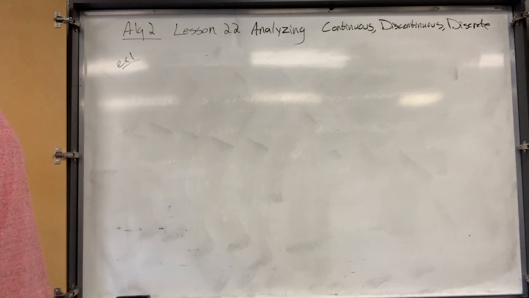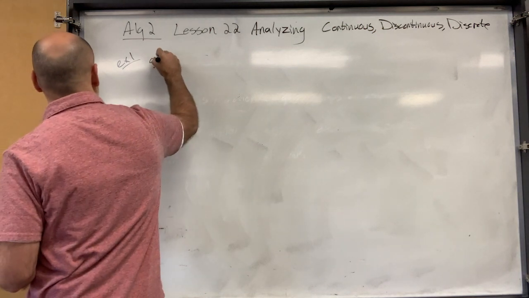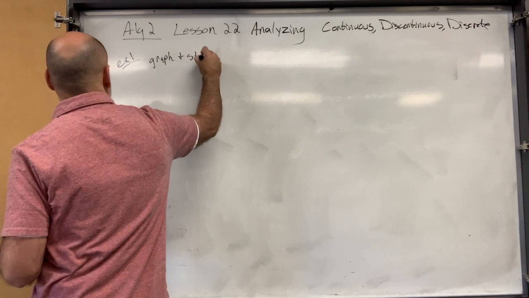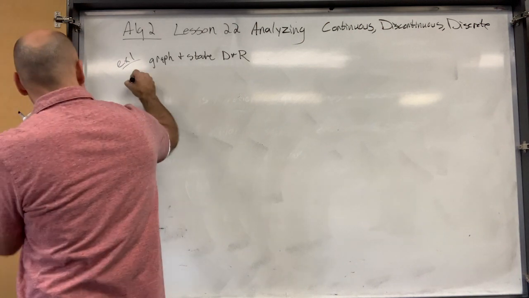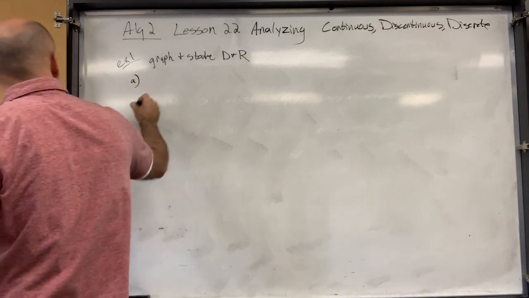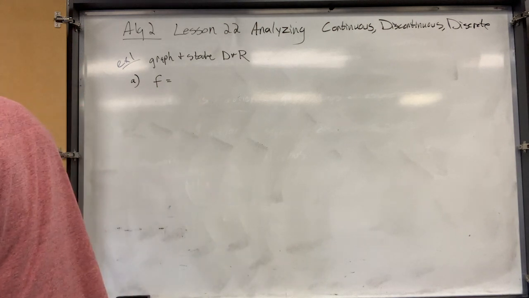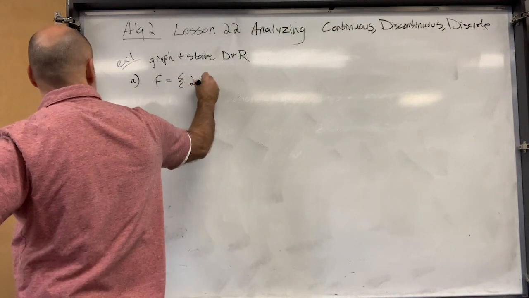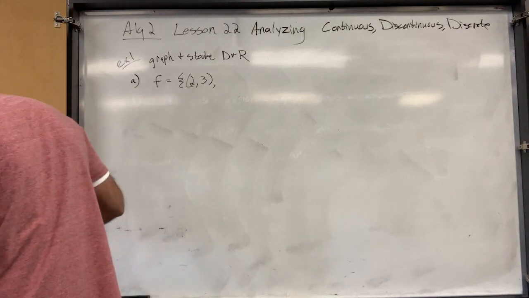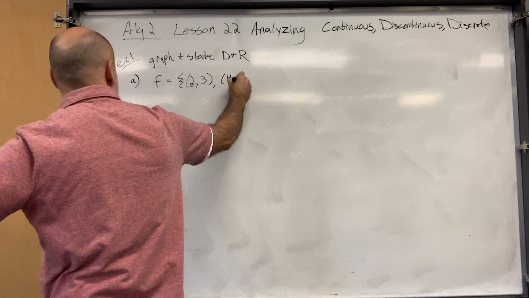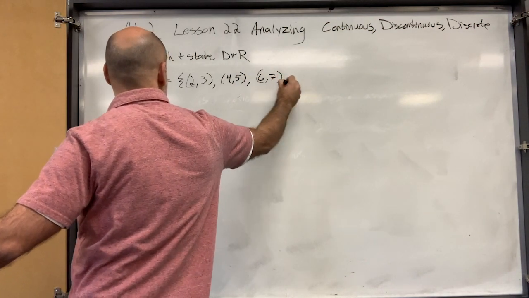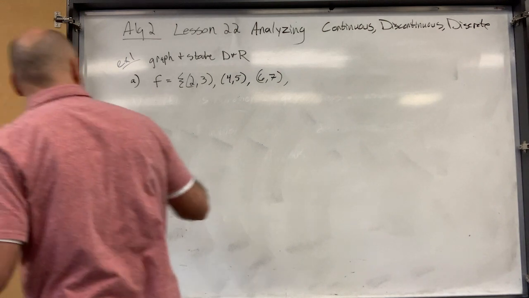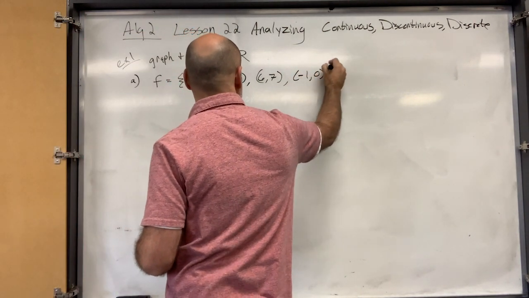Graph this discrete function, or graph the function and state the domain and range. So graph and state D and R, okay? So here's what example 1A looks like. So F equals (2, 3), (4, 5), (6, 7), and (-1, 0).